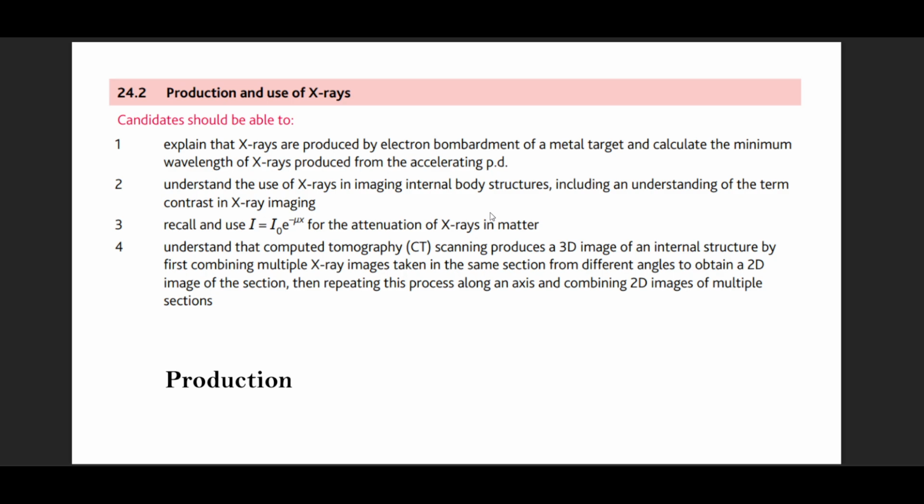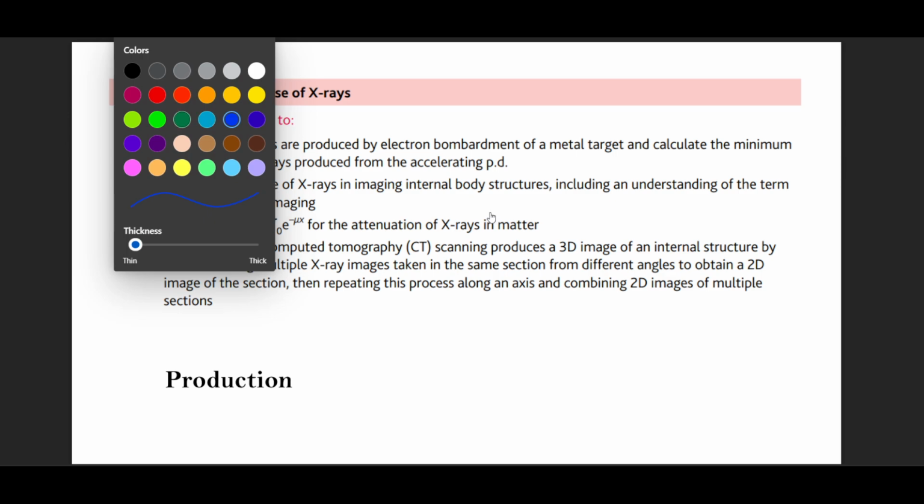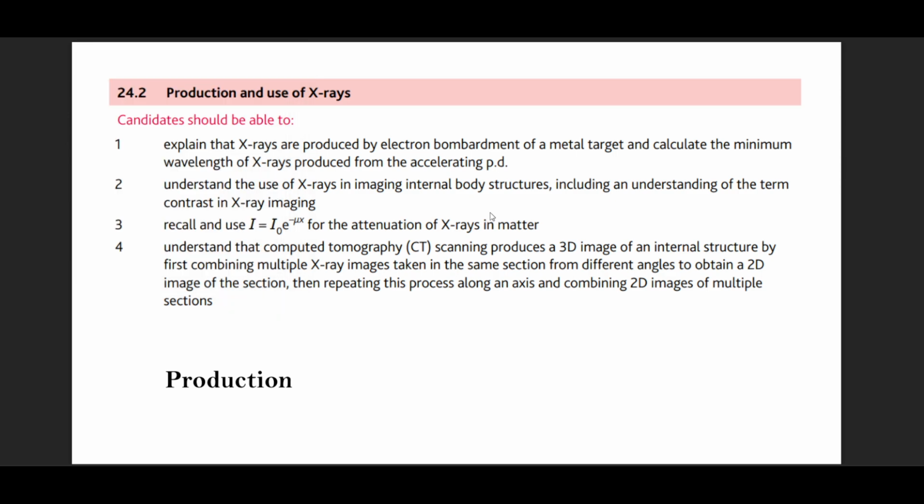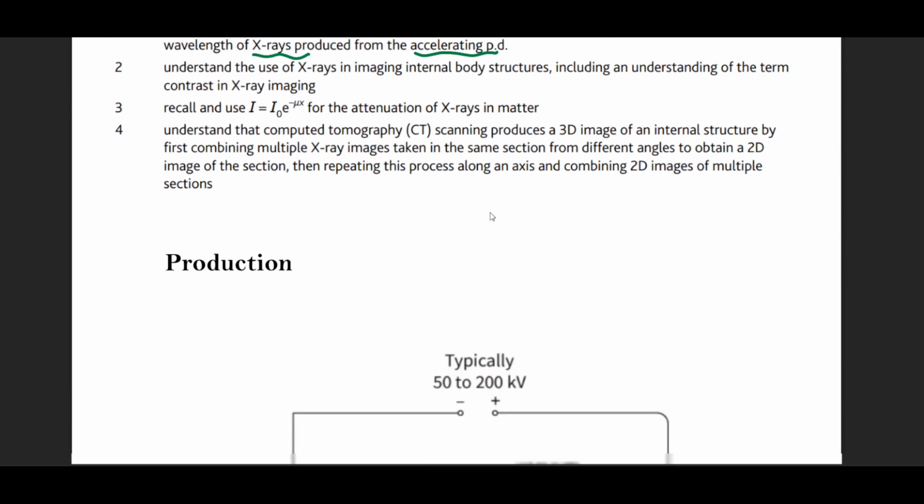This is Medical Physics Part 2, dealing with production of X-rays and X-ray questions. So the first part deals with the production, right? Now in production, he says that the electron bombardment will cause the ejection of X-rays produced by an accelerating potential difference. Now, how does that work?